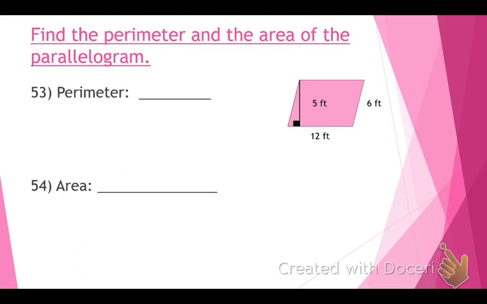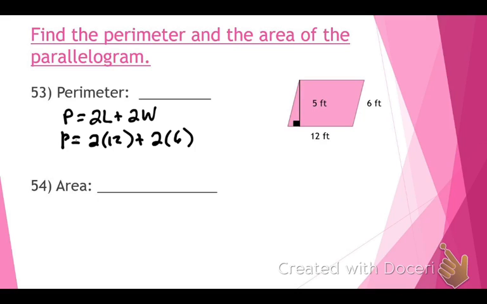Excellent. Next one. Find the perimeter and the area of the parallelogram. Just the girls, tell me please, what is the formula for the perimeter of a parallelogram? Okay, say it together, everyone. P equals 2 times the length plus 2 times the width. Maddox, do it for me. What's my length? 12. Okay, what's my width? 6.